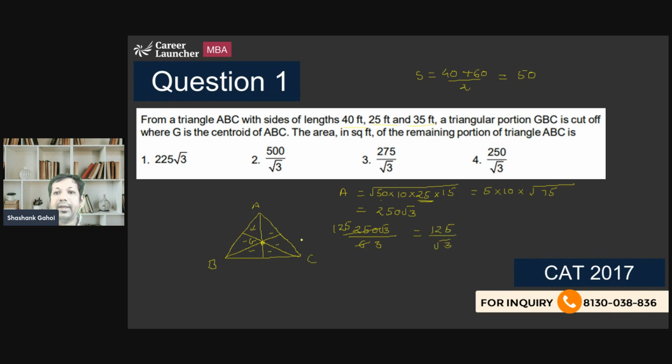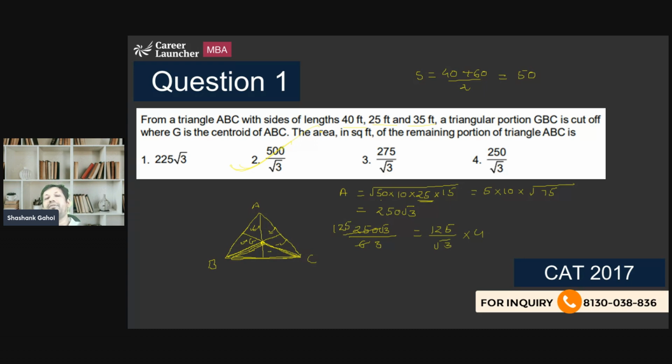Now, if you are cutting off this portion, so how many smaller triangles are remaining? 1, 2, 3, and 4. So what is the remaining area? That is going to be 125 upon root 3 into 4. So answer of this question is directly going to be option 2. That's it. We got the answer. We don't have to worry much about it directly.